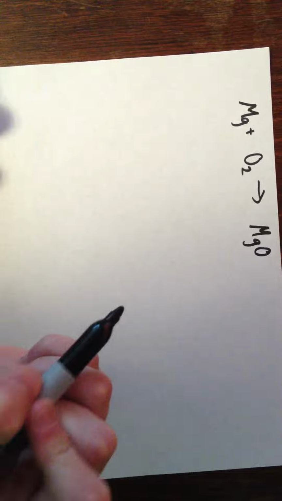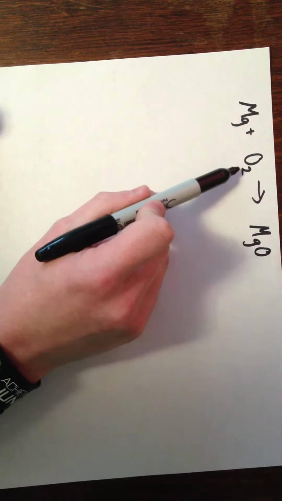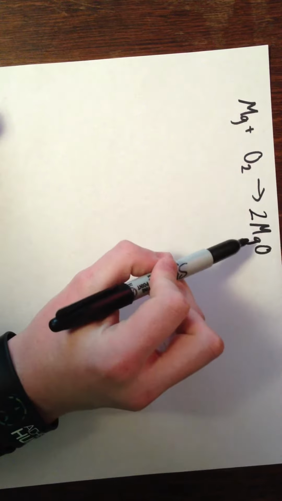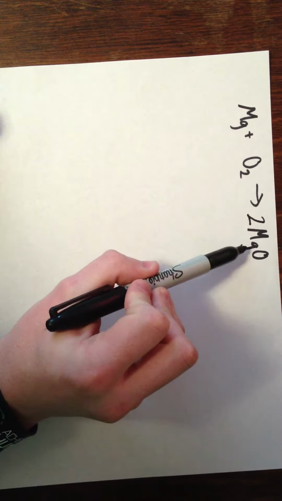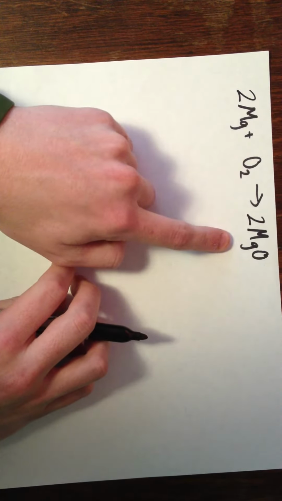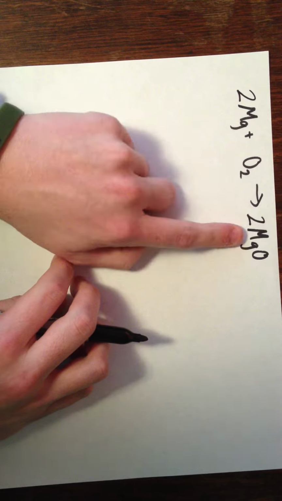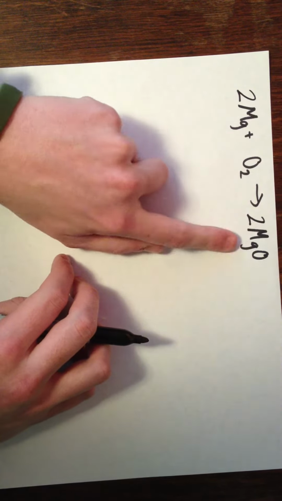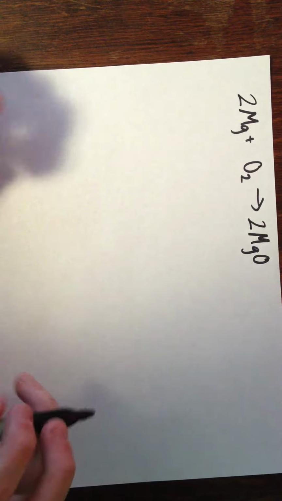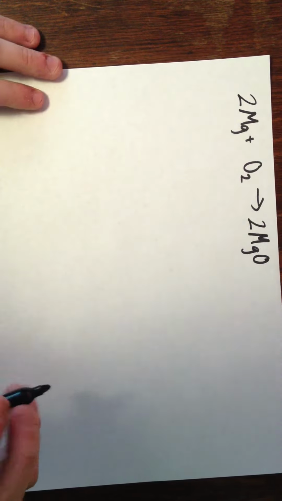So you see that we have two oxygens over here, so we have to make two over here, so we put a 2 in front. And then we have two magnesiums over here and two oxygens, so the oxygens match, so we have to put a 2 here. Two magnesiums on this side, and 2 on this side, two oxygens on this side, and two oxygens on this side. So we are balanced now, so we can continue with the stoichiometry portion of it.